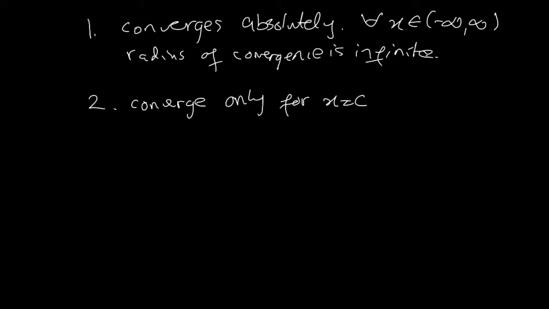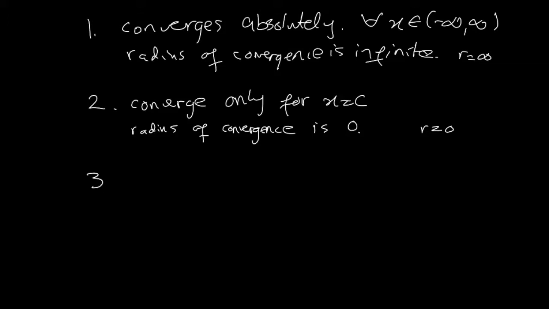And here the radius of convergence is 0. So 0 radius of convergence. If r was the radius, here r is infinity, here r is 0. And this is only a point convergence. This is called point convergence. It is convergence only at a point.